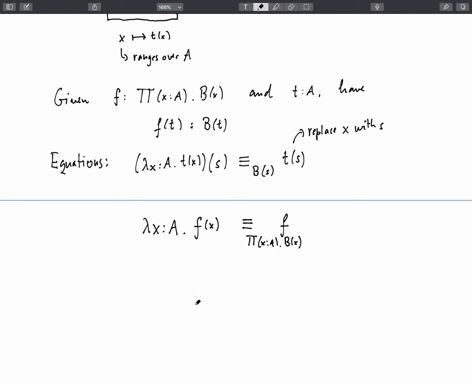There might be some confusion. This f was originally an element of a pi type, right? Let's write down the types. F came from here. This t here is dependent on A.